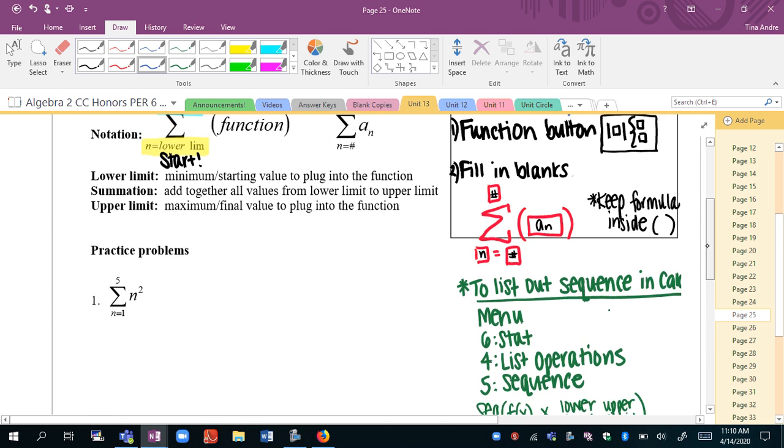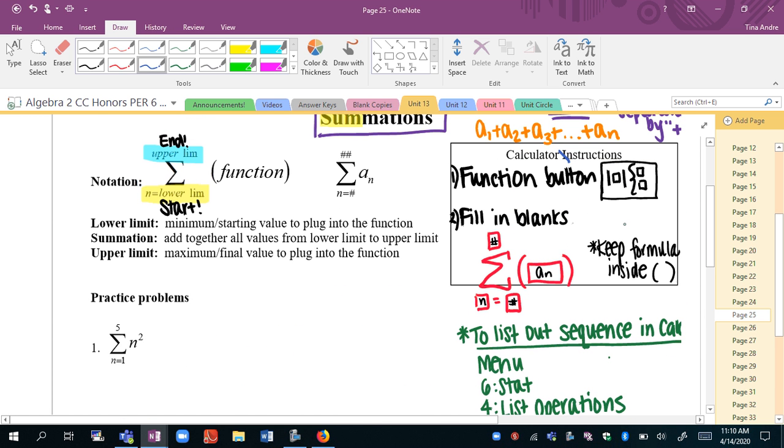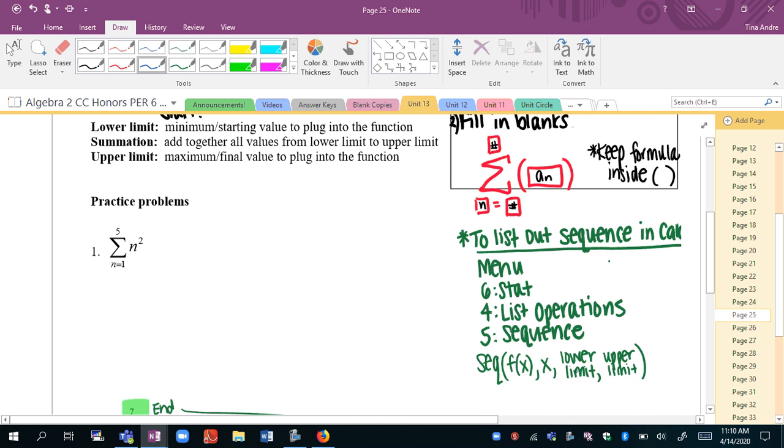There are some calculator steps, so there is a way to do this in the calculator. You need to be able to do this by hand, so I'd recommend doing these problems by hand to start. And then you could use the calculator. There's a button in the calculator that looks like this. You can press that, you'll find the sigma right there, and then you just plug in. That's as easy as it is. There is a way to list out the sequence. I wouldn't worry so much about this, but it's there if you'd like to try it.